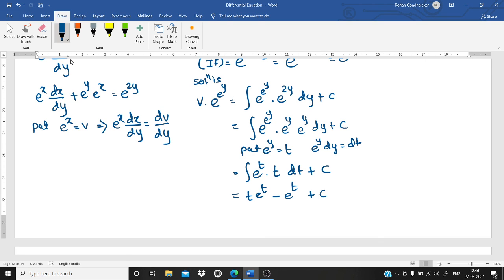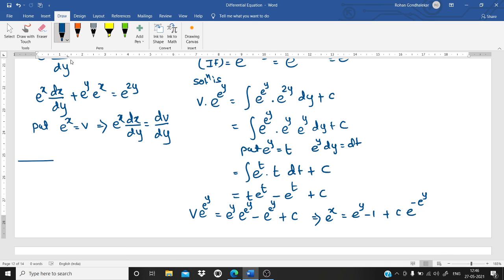So hence the final solution is v e raised to y is equal to e raised to y into e raised to y minus e raised to y plus c. So this is the expected solution. You further substitute v as e raised to x. So e raised to x, this e raised to y shifted to the right hand side, which gives us e raised to x is equal to e raised to y minus 1 plus c into e raised to minus e raised to y. So this is our expected solution.